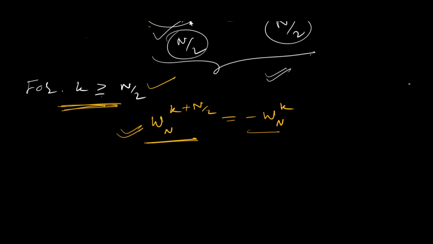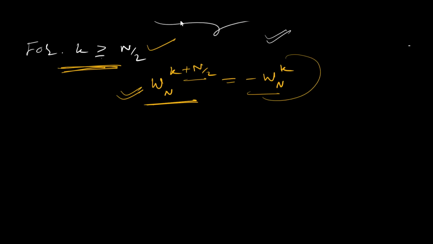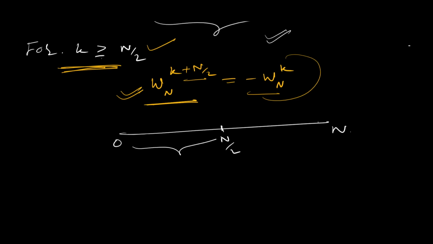Let us consider this property, known as the symmetry property: W_N to the power k plus N by 2 equals minus of W_N to the power k. Now let us consider a line which will range from 0 to N. If I divide it equally, this point will be exactly N by 2. In the last equation I was calculating from 0 to N by 2, but this time k is greater than N by 2. So if I have to do the calculation for this part, I'll write it as k minus N by 2, and this will give me this segment.